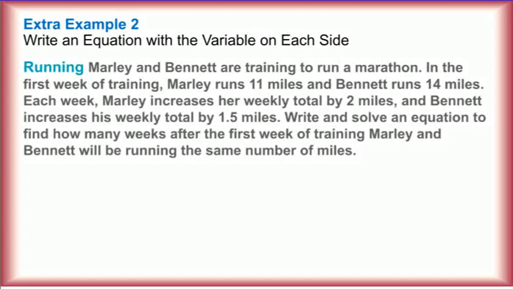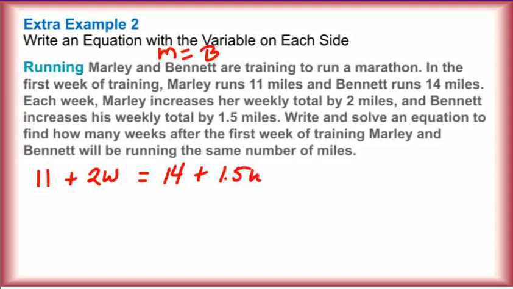So just like our last one, we need to make Marley equaling Bennett. Marley starts with 11 miles, plus they increase by 2 miles per week. So I'm going to put 2W for week. Bennett starts with 14 miles, and he increases his weekly mileage by 1.5 per week. Now we solve for W.